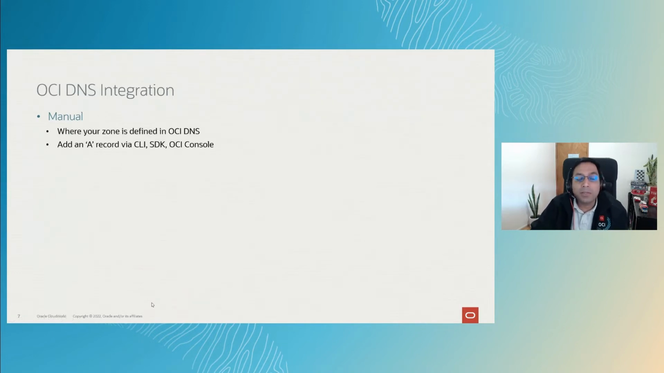All right. Now, once you have created your load balancer, your application is publicly available. You want your users to be able to access it easily, and that generally means some kind of DNS integration. You can integrate this with any DNS, but for the purpose of this session, we're going to talk about OCI DNS.